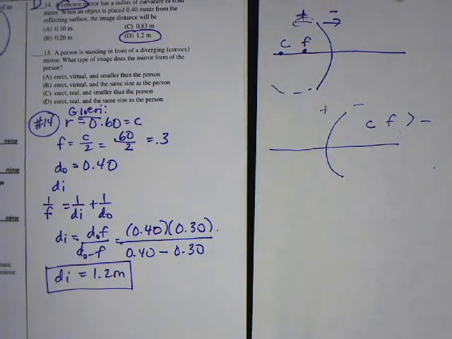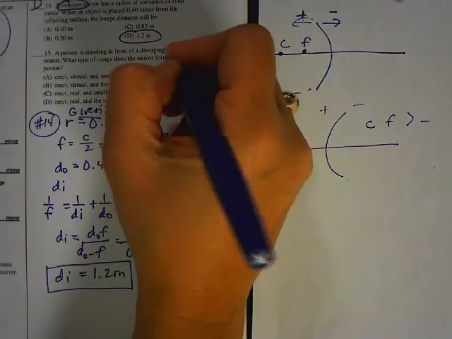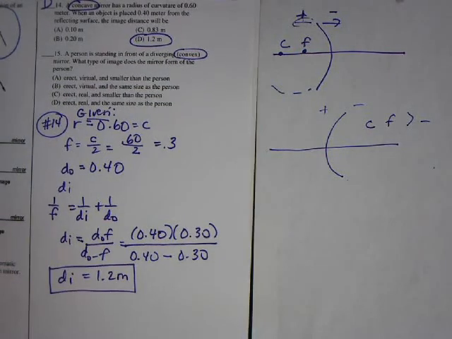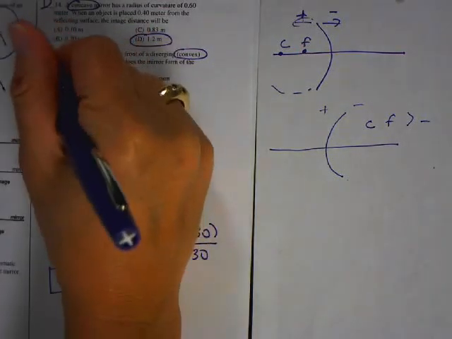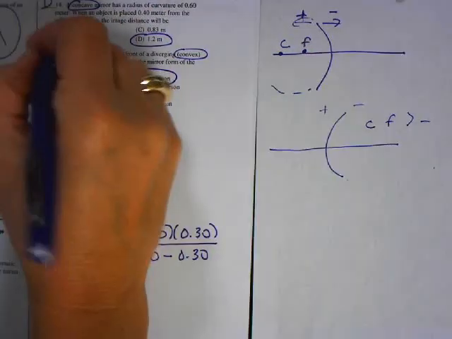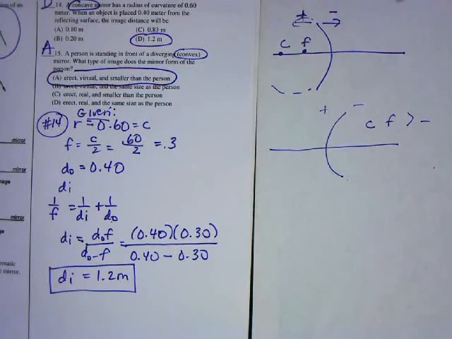Number 15 says a person is standing in front of a diverging, which is a convex, because the rays of light spread apart, which means diverge. What type of image? And when we were talking about convex, I told you that convex images are always going to be erect, virtual, and smaller. And that's it. That's a review.